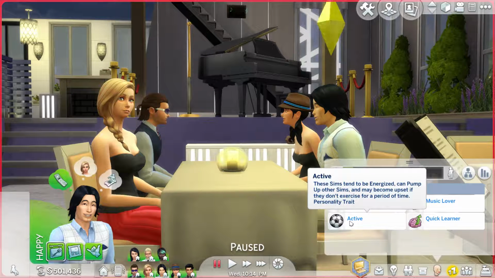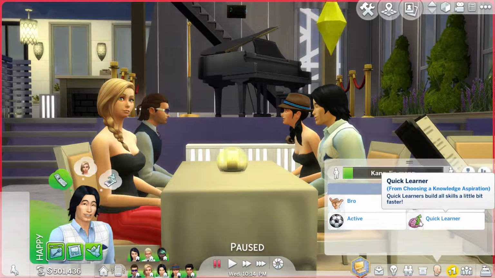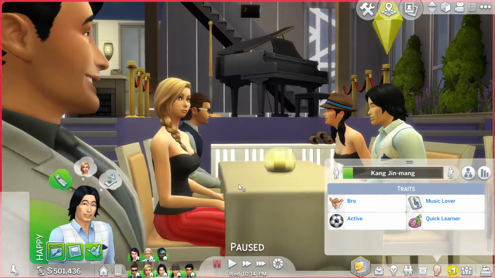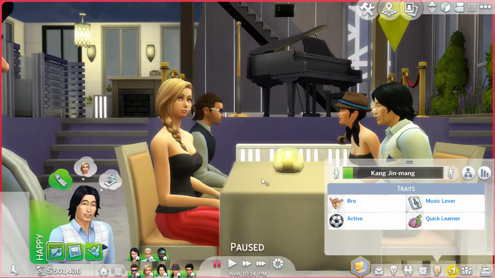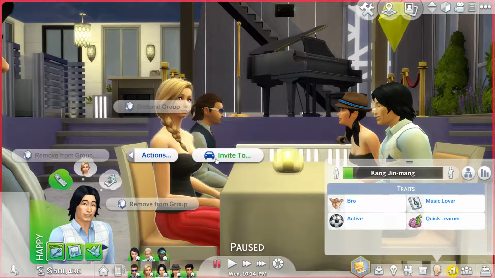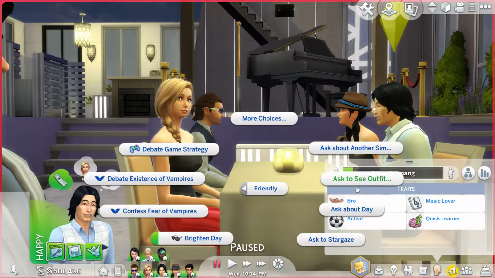That means he moves around a lot. These Sims tend to be energized, can pump up other Sims, and may become upset if they don't exercise for a period of time. And then he's a music lover. And he's a quick learner, which means he's kind of smart. Quick learners build all skills a little bit faster. So he's probably not going to do a bro hug with Victoria here. Probably wants to maybe talk about some music, see if she would like to talk about music, but he's got to get to know her first. So let's see if we can do this. Actions. Nope. Let's go ahead and do a friendly. And let's see what we can do here. Ask about day. We can confess fear of brighten day.